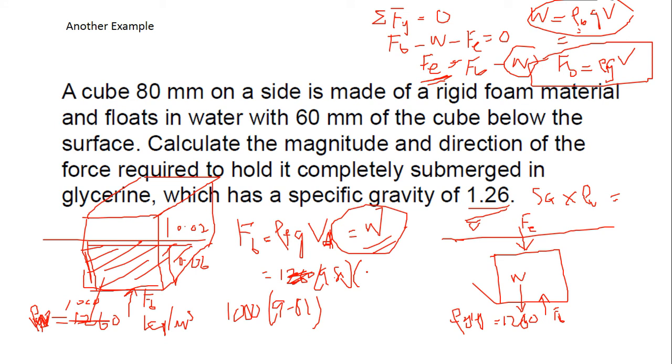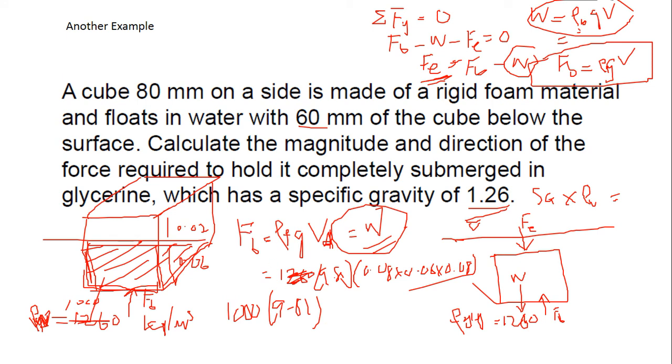2.88 times 10 to the negative 4. What is the volume, what did you use? 0.08? 2.88 times 10 to the negative 4. No, what is it multiplied by what? 0.08 times 0.06 times 0.06. Okay, good. So that's the volume of displacement, for the bottom part. 0.06 times 0.08 times 0.08.